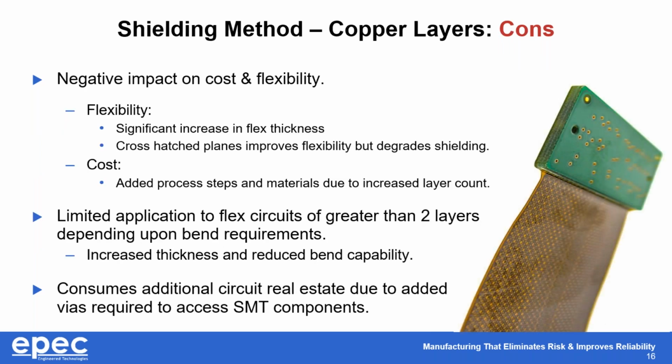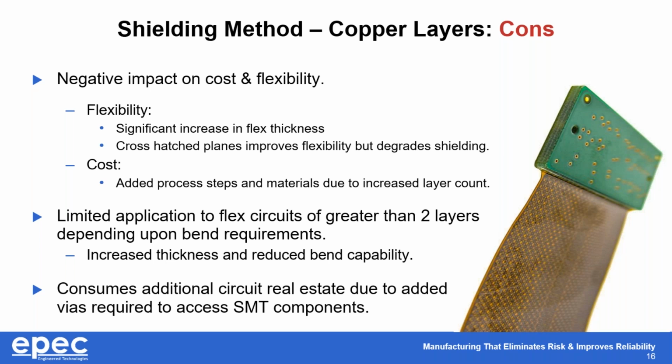The cons of copper layers. By far the biggest negative elements to copper layers are the impact on cost and flexibility. So flexibility, utilizing copper layers, you're adding extra layers to the flex circuit. And every time you add an extra layer, you're making that flex circuit thicker and stiffer. And adding shielding on both sides increases the thickness of the flex dramatically, decreases its flexibility.